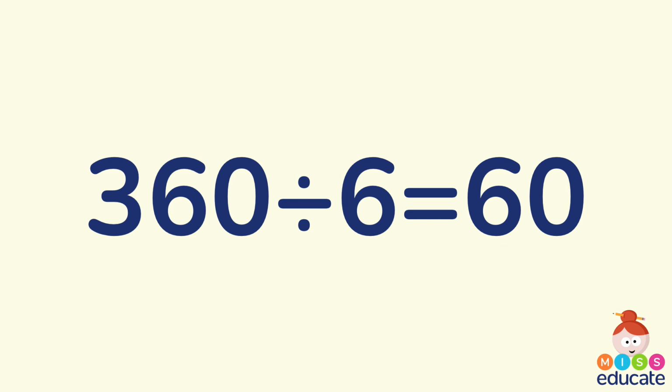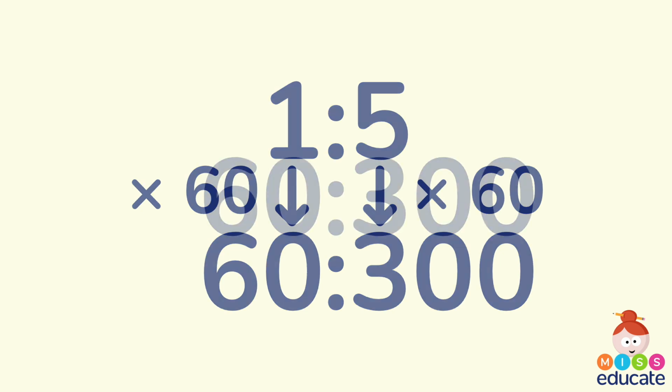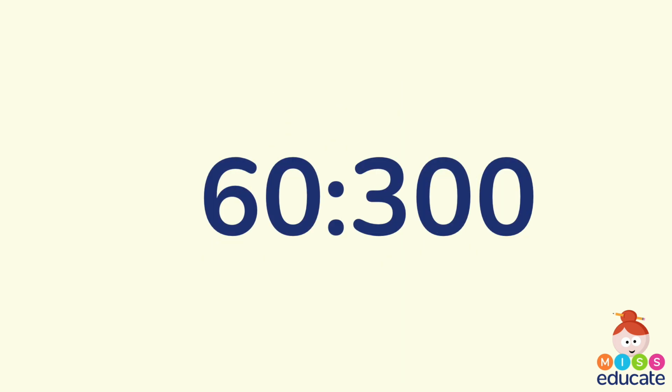So let's go back to that ratio they want us to divide it into. It was 1 to 5. So 1 multiplied by 60 is 60 and 5 multiplied by 60 is 300. So that 360 divided into the ratio of 1 to 5 is 60 to 300. And you could add those together just to make sure that you've got the right answer. 300 plus 60 takes us back to that big original amount of 360.